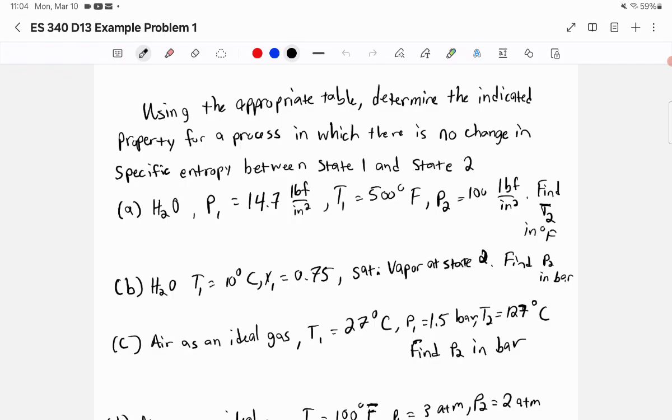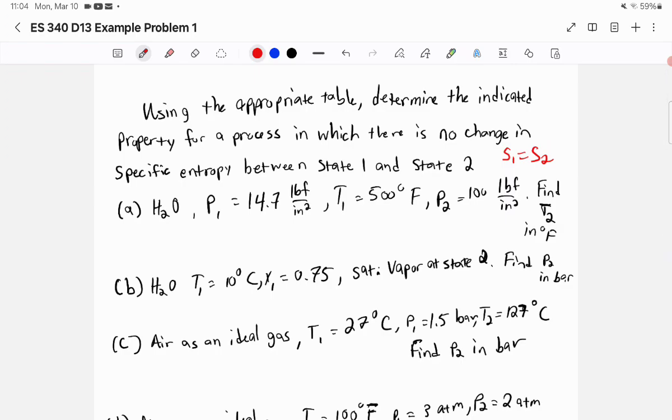This is day 13, example problem 1. We're going to be dealing with entropies, and we're going to see how to read the specific entropies off the table. Using the appropriate table, determine the indicated property for a process in which there is no change in specific entropy between state 1 and state 2. To be clear, the wording here means that S1 has to be equal to S2 in all of these cases, A, B, C, D, E.